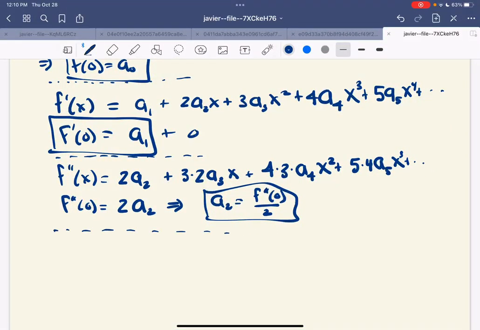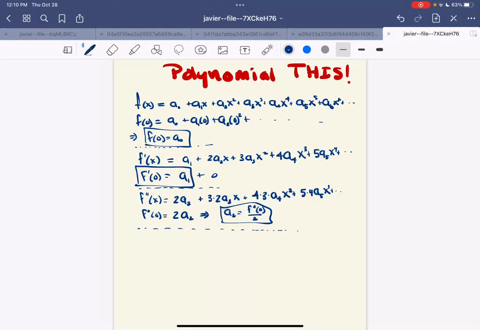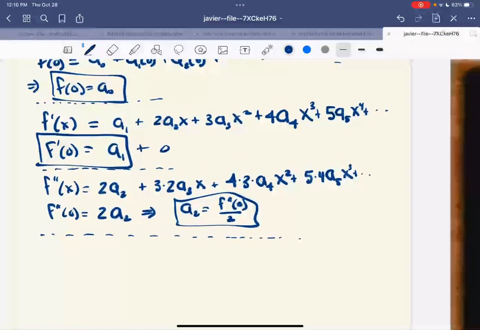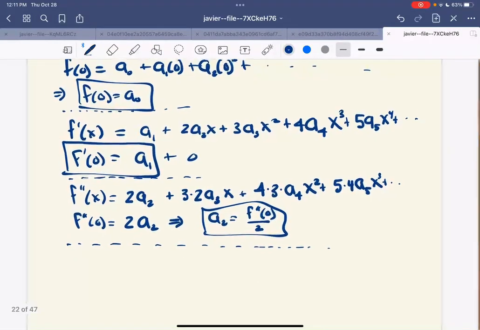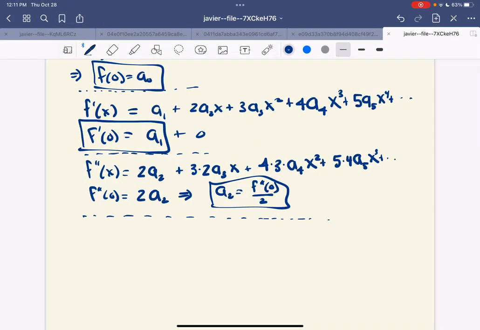I'm going to go after a3 now. Of course, don't think that I'm going to be here for 5,000 billion minutes. In one or two more of these lines, I'm going to try to see the pattern, and you will see the pattern as well. And it will be beautiful, because then we don't have to do this every single time we want to find the polynomial expression of a function.